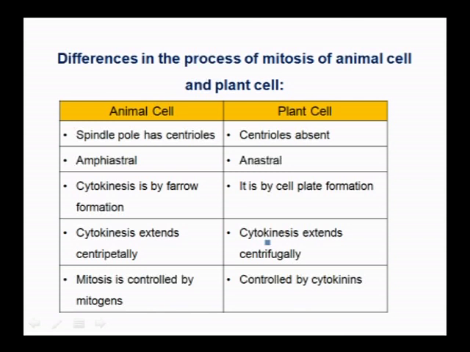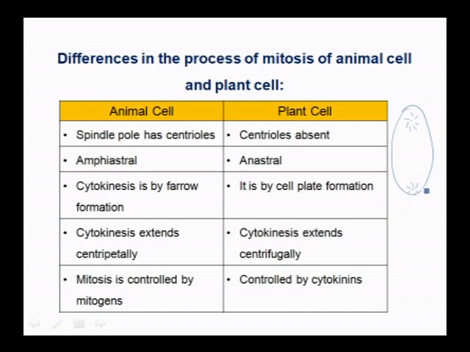Moving on to the differences in the process of mitosis seen in animal cell and plant cell. So let us look at the differences here. Animal cells contain the centriole, therefore we say that the spindle pole during mitosis will show the presence of centriole in animal cell, whereas plant cell does not have the centriole. Animal cell is referred to as amphiastral. This is because when an animal cell is undergoing mitosis, at both the poles, because they have the centrioles there, they form thin filaments or fragments of proteins which look like stars.